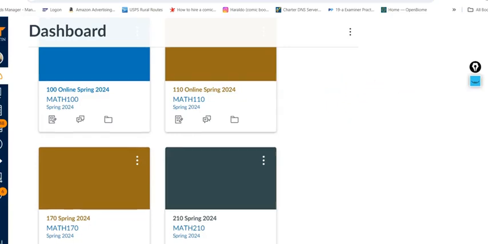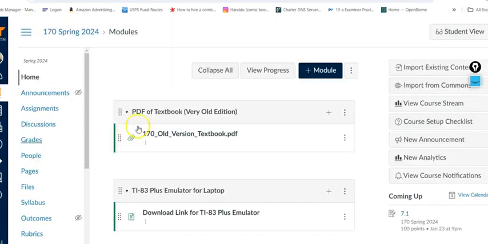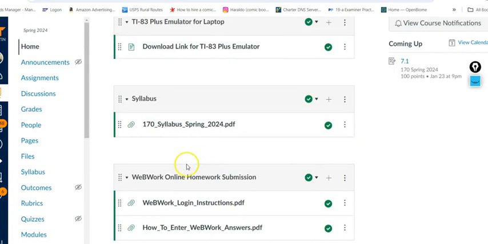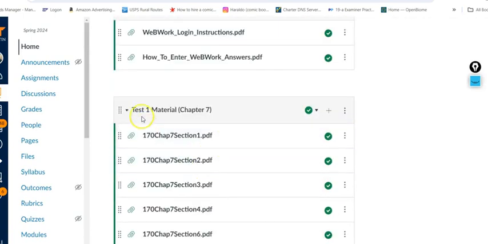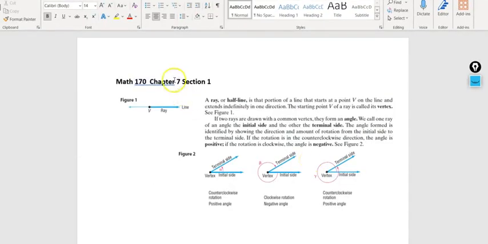Okay, so this is going to be over section 7.1. If you come here to your Canvas, you'll see here Test 1 material, 170 chapter 7 section 1. So it's better if you download that instead of just opening it. It'll be easier to read. This is what your first web work assignment will be over, this material.